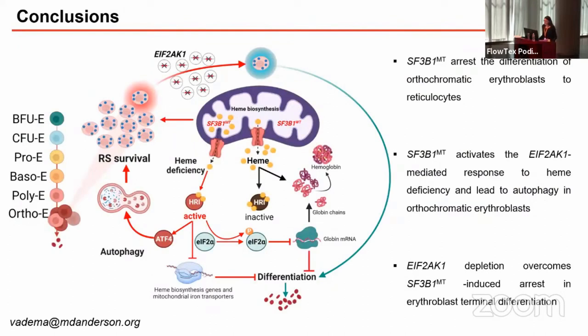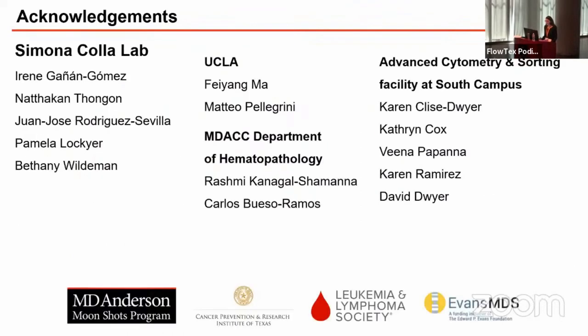So today, I just explained to you that SF3B1 mutations induce a more erythroid megakaryocytic differentiation, that SF3B1 blocks the terminal differentiation at the level of the orthochromatic erythroblast, that there is an upregulation of the EIF2AK1 pathway, and that when we deplete this gene, we can overcome this deficient terminal erythroid differentiation, and we can recover the hematopoiesis, the erythropoiesis, in this patient.